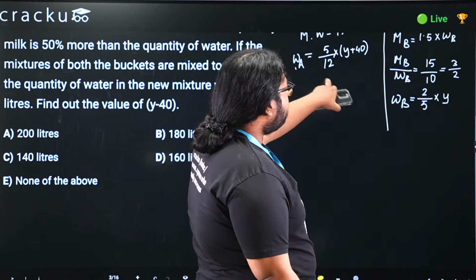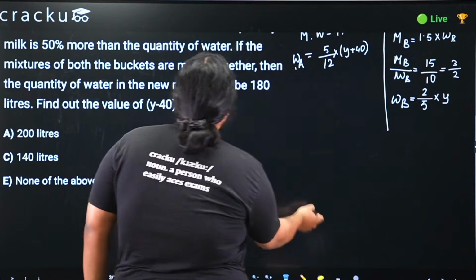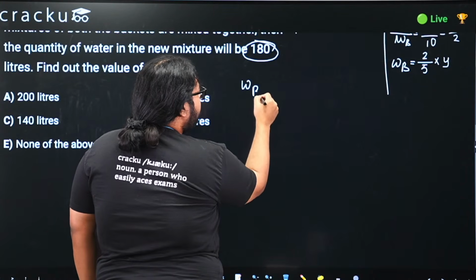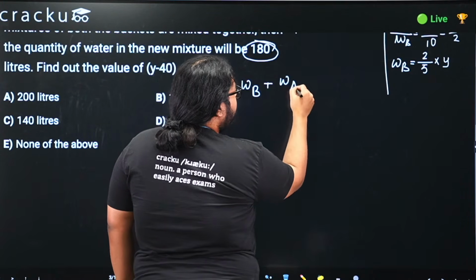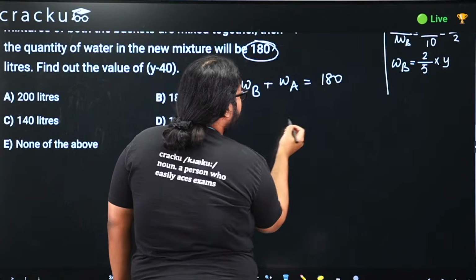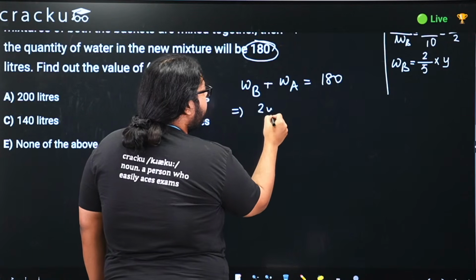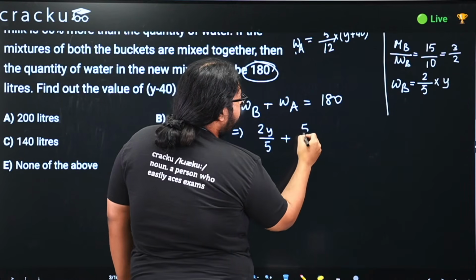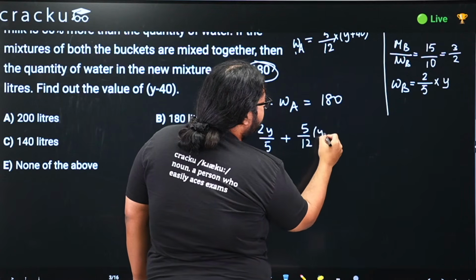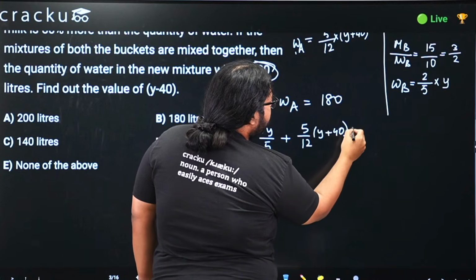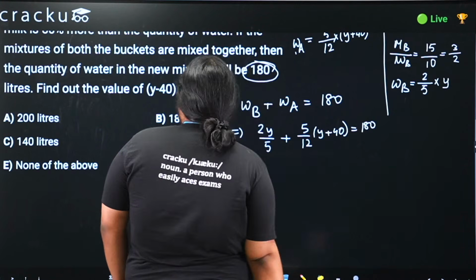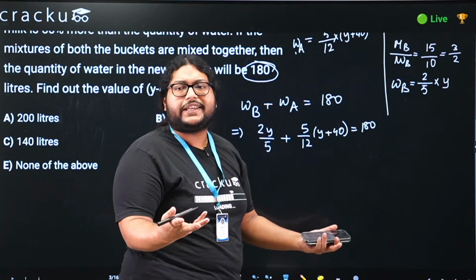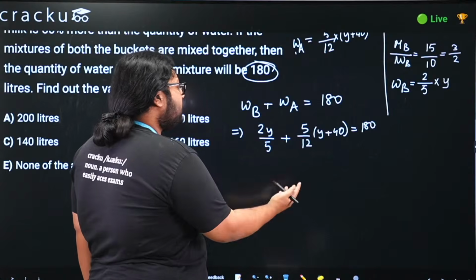So now we have water in A and water in B. The total is given to be 180. Let us make the equation. Water in B and water in A should add up to 180. That gives me 2Y by 5 plus 5 by 12 Y plus 40 is equal to 180. We need to figure out Y minus 40. From this equation, we can very easily figure out Y. So let's do Y first, then we'll just subtract 40.